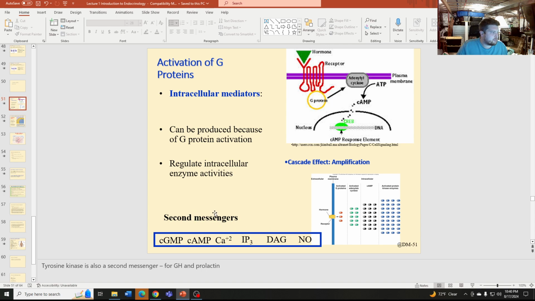Some of the second messengers: cyclic GMP, cyclic AMP, calcium, IP3. IP3 is inositol triphosphate.